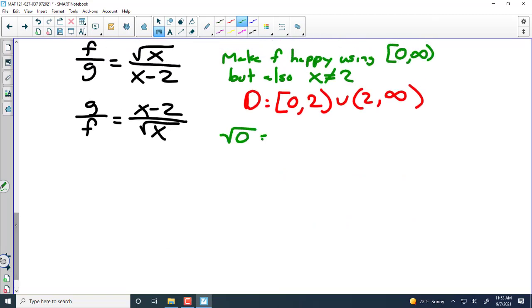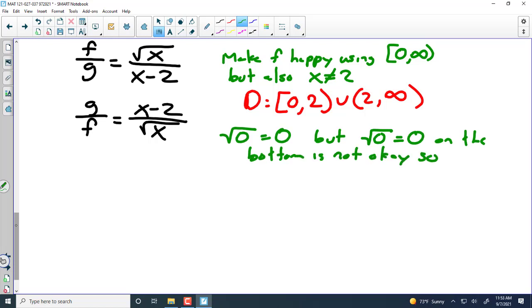Square root of 0 equals 0. But square root of 0 equaling 0 on the bottom is not okay. So the domain for this one no longer includes 0. Because yes, I can take the square root of 0, no problem. Square root of 0 is 0. But since now the square root function's on the bottom, can I divide by 0? No. So even though the square root doesn't mind a 0, now since it's on the bottom, 0 is not okay, which is why I've now changed that to a parenthesis, not a bracket. As close as possible, but never reaches 0. Yeah, you can get as close as possible. You can put 0.000001 in there, just not 0.